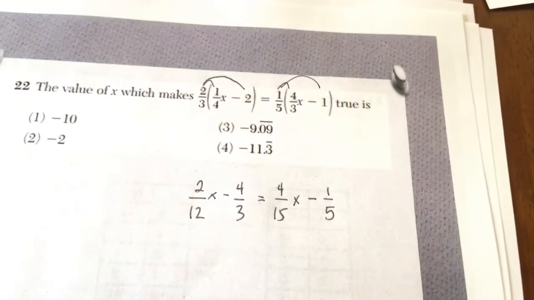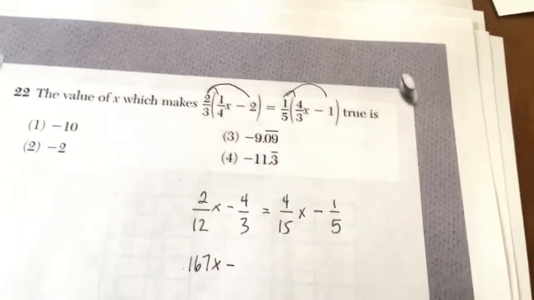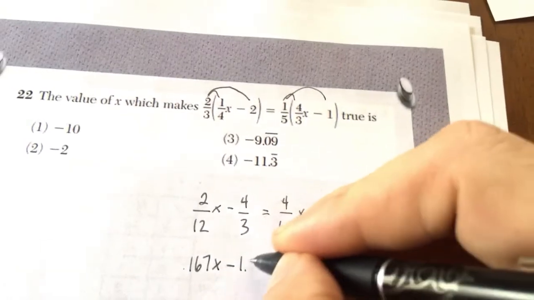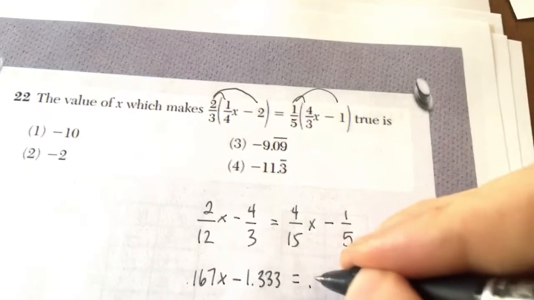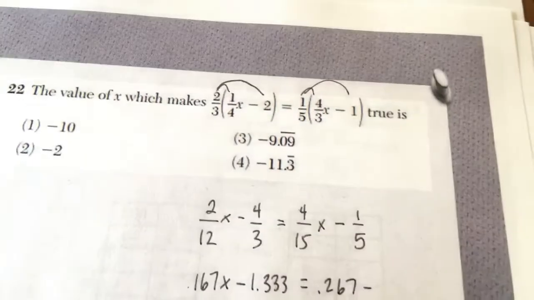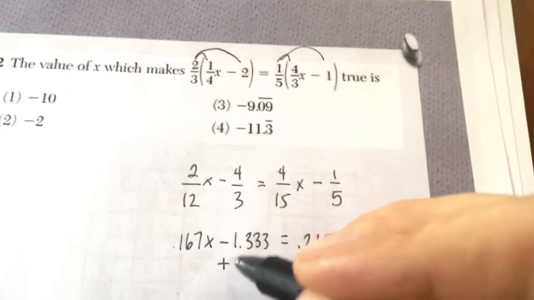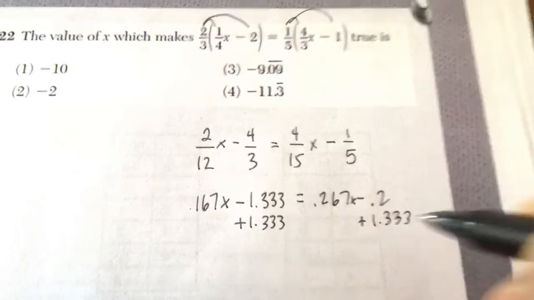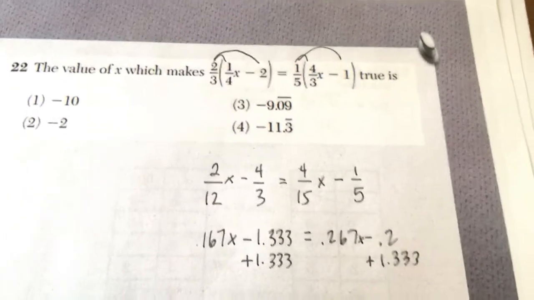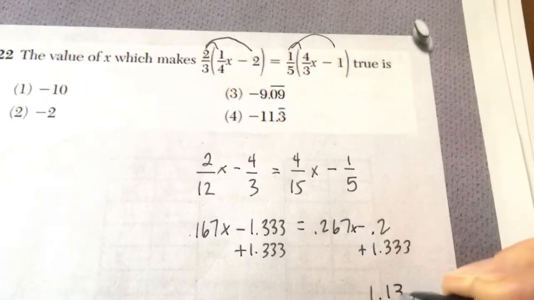Now, if fractions aren't your thing, my best suggestion is to change these to decimals. This is 0.167x. 4/3 is 1.333. 4/15 is 0.267, and then 1/5 is 0.2. So if I wanted to add 1.333 to this, I would get negative 0.2 plus 1.333. I get 1.133.